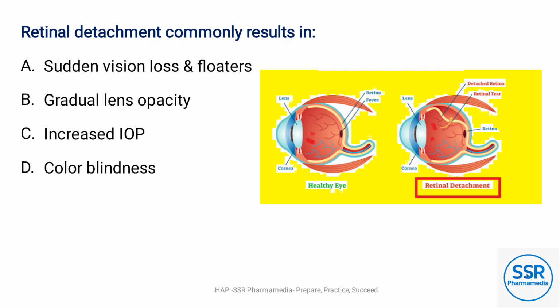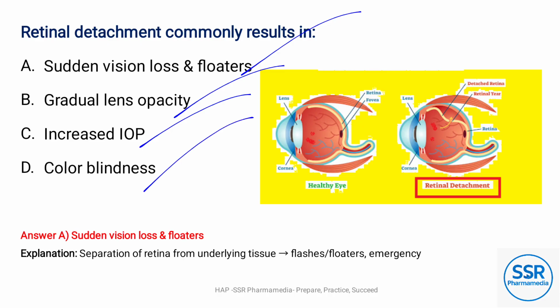The retinal detachment commonly results in option A, sudden vision loss or floaters, option B, gradual lens opacity, option C, increased intraocular pressure, option D, color blindness. So the answer is option A, sudden vision loss and floaters. So separation of retina from underlying tissues leads to flashes or floaters, and it is an emergency.